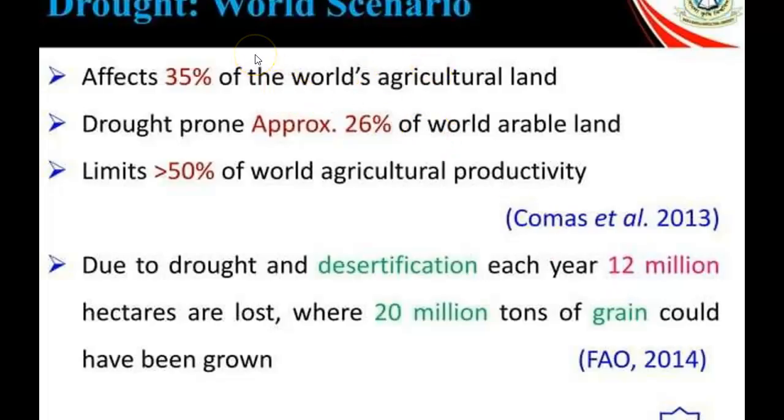If we talk about the worldwide scenario, around 35% of the world's agricultural land is affected by drought, and 26% of the arable land is prone to drought. 50% of the world's agricultural productivity is limited because of this problem, and due to drought and desertification, each year around 12 million hectares are lost, where 20 million tons of grains could have been grown.